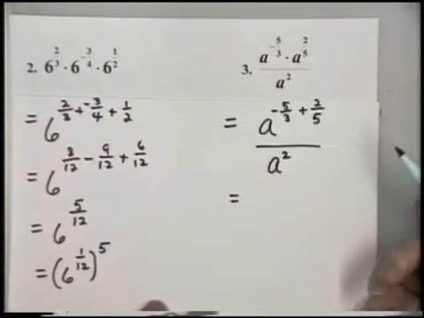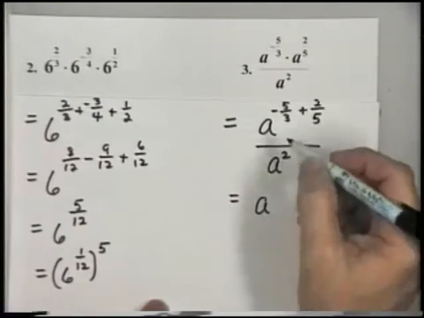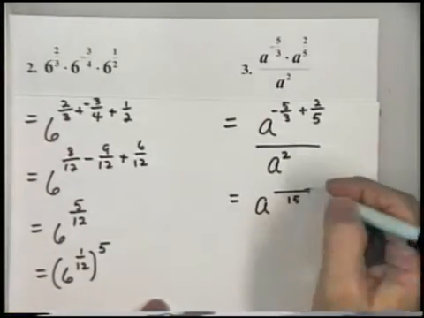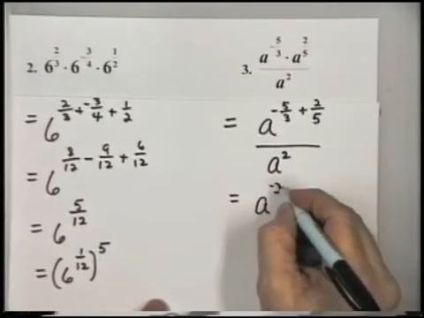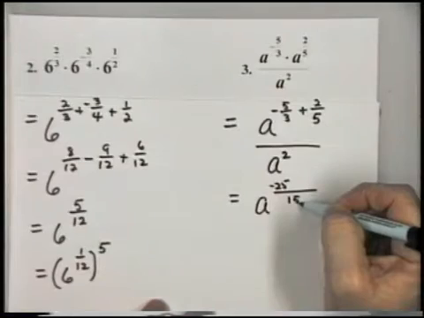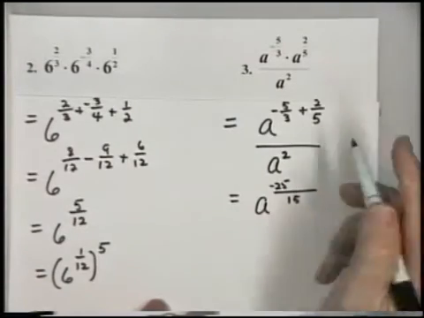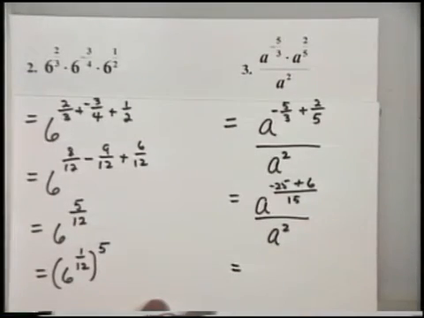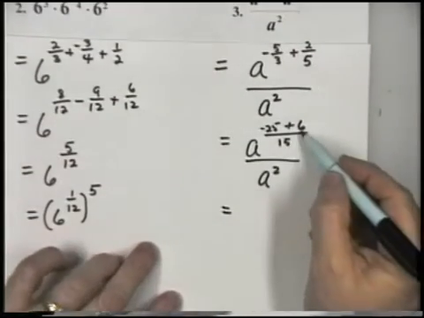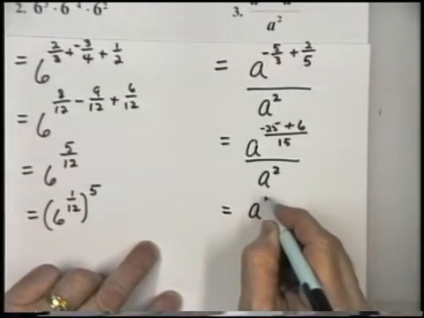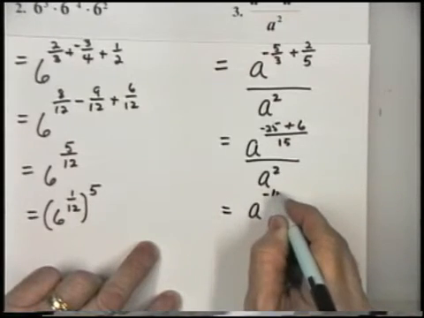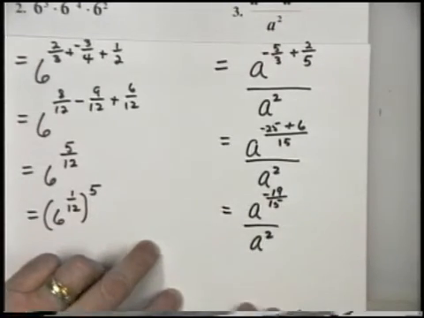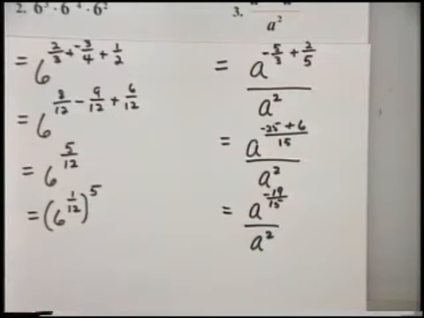And again, I need a common denominator. Well, the common denominator here is 15. And so that's, again, I think I'll do it this way. There's the common denominator. 3 will go into 15 5 times, so that's a negative 25 there. 5 will go into 15 3 times. 3 times 2 is 6 over a squared. And add those together, and that would be a to the negative 19/15 over a squared. Not very pretty, is it?